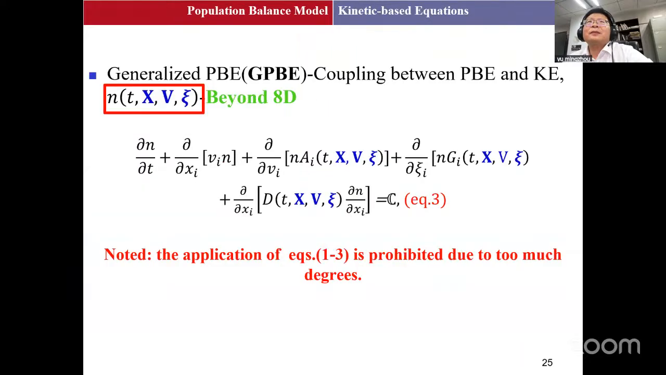If both size and velocity are variables of the particle density function, then we call it the generalized population balance. Usually, the degree of freedom is beyond 2 dimensions, up to 8 dimensions.